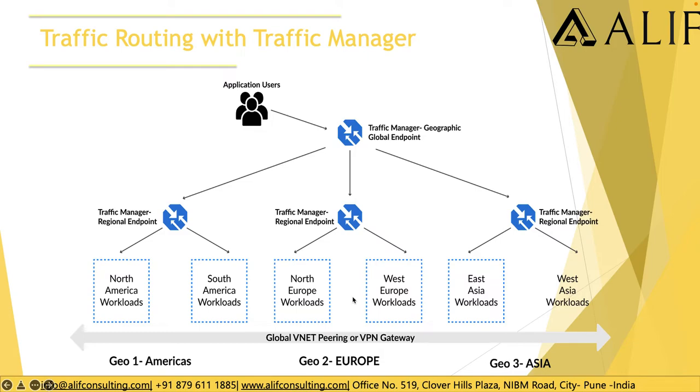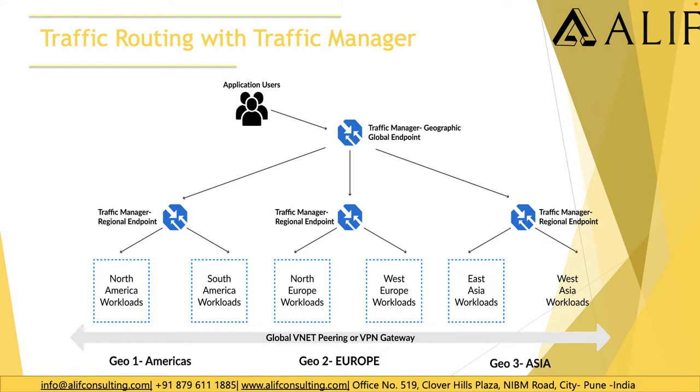So this is how the architecture of Traffic Manager looks. You can see that with one Traffic Manager, I can have my endpoints distributed around the regions. So based on where the application request is coming from, I can route the traffic to a specific region. So let's say someone is requesting from India or maybe from any other country within Asia, so I can route the traffic to East Asia or West Asia based on the request. That is something which is handled by Traffic Manager.